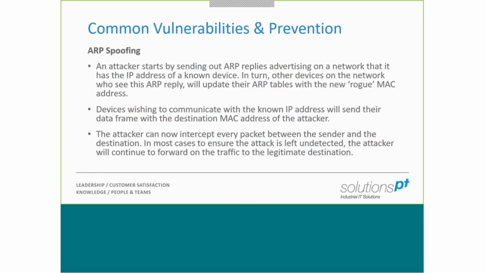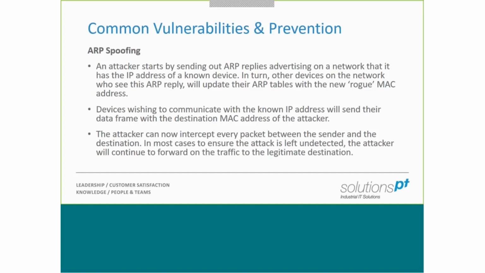So at this point, once the genuine device has updated their ARP cache, they will send out their IP packet, they'll present it onto layer 2, they'll put the destination MAC address of the attacker. So the attacker is now receiving packets destined for an IP address that it doesn't own. At this point, the attacker, in most cases, will set up a transparent attack, and what happens there is the attacker will receive a packet, it will forward it onto the genuine destination, but it will intercept everything on the way. So the source and the destination have no idea this is going on.